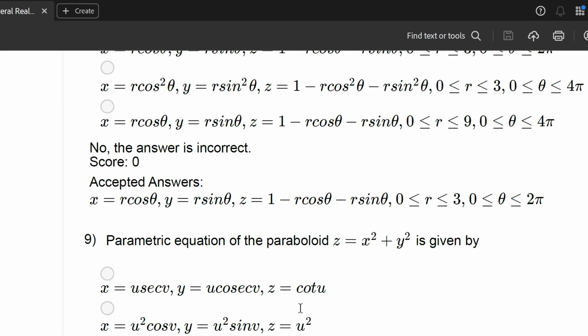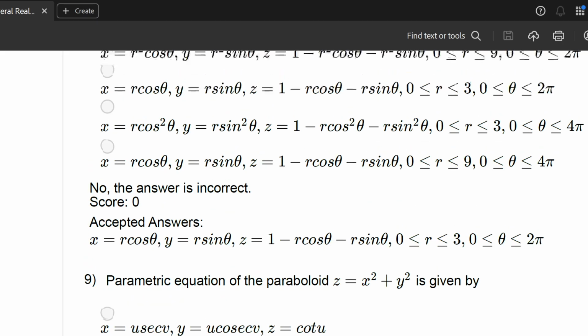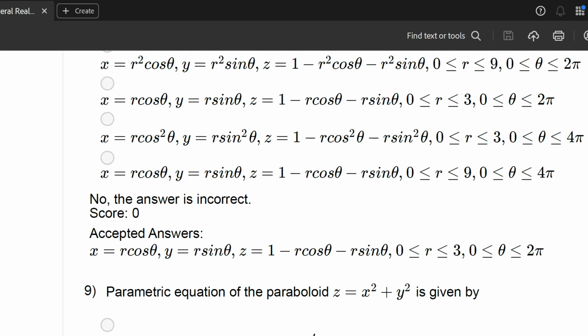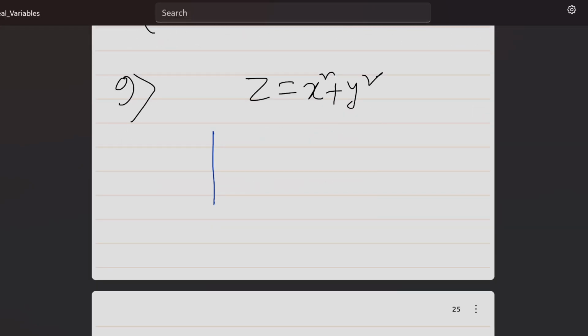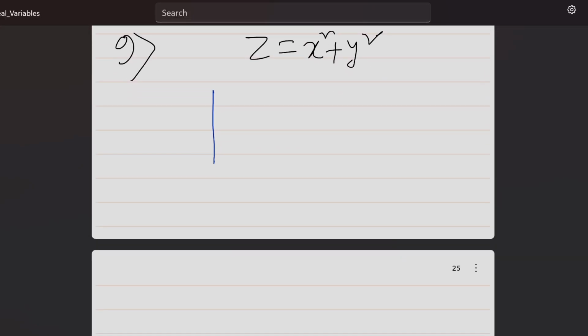The next problem is also a parametric equation, for the paraboloid. Let me first draw this paraboloid. So z equal to x square plus y square. Although the answer is given, let me write it. So question number 9, it is z equal to x square plus y square. How does it look? Any idea? Yes, this is a paraboloid.